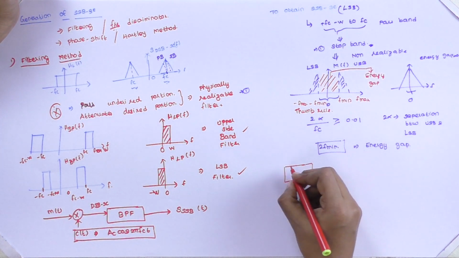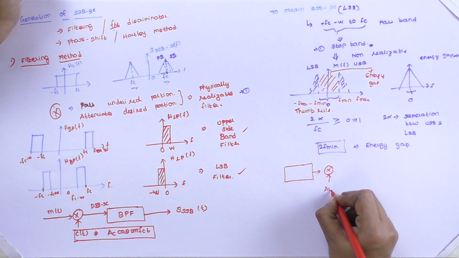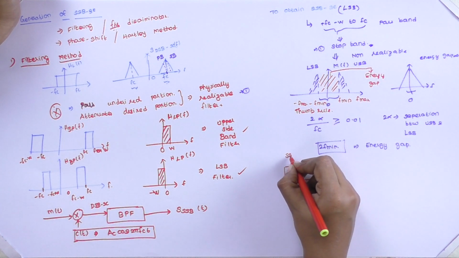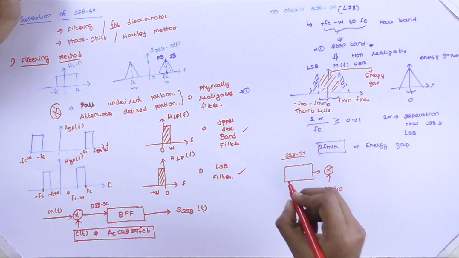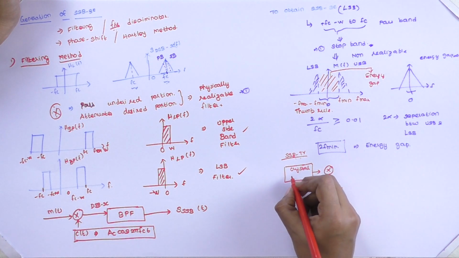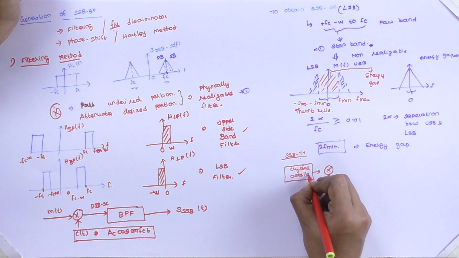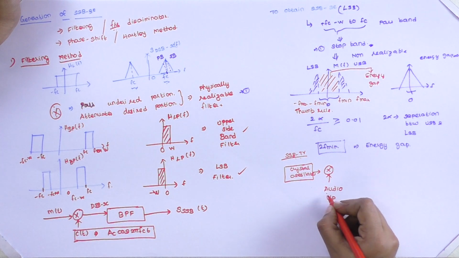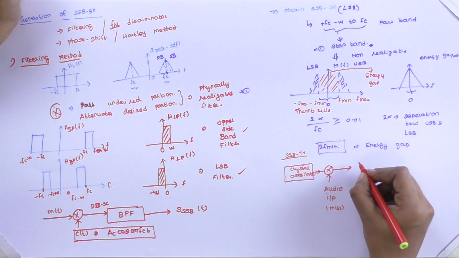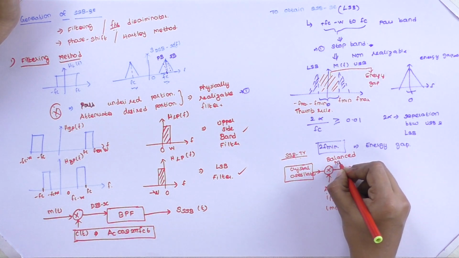Assume this is our local oscillator. When it is passed through the balanced modulator, this is our audio input. So the practical SSB transmitter will be like this. This is our crystal oscillator to produce the local carrier frequency. This is our audio input, so this is our m of t. Passing through the product modulator, we can call it a balanced modulator or a product modulator.